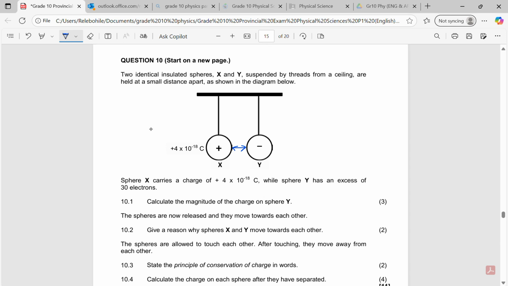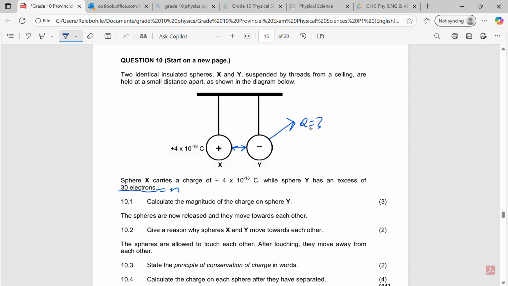For us to find that charge, we have to look at the information that we have. First of all, let's start with the one that we don't have. In terms of this one, we are looking for Q. But what are we given? We are given the number of electrons, and that's N. So that's the information we have. We have the number of electrons and we are looking for Q.